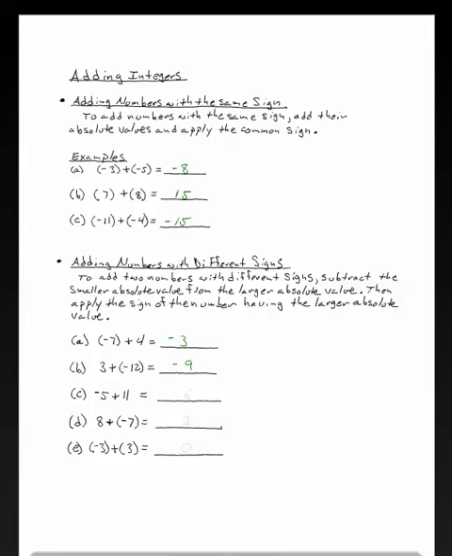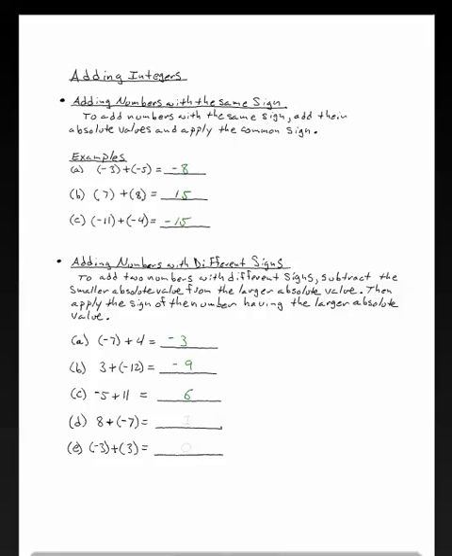In example C, we have -5 plus 11. We have different signs, so we need to subtract. 11 minus 5 is 6. The next thing we do is we look at the two numbers. Disregarding the sign for a moment, we have 5 and 11. The 11 is larger, and it's positive, so our answer should remain +6.